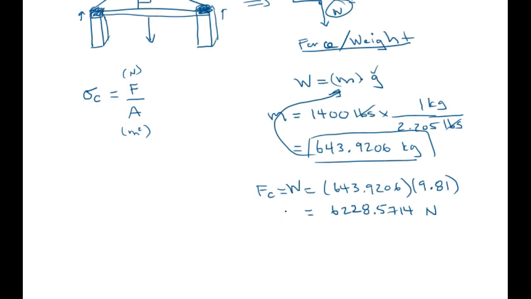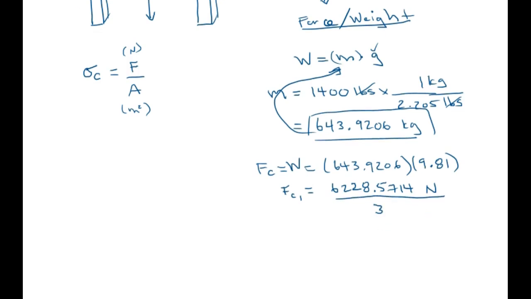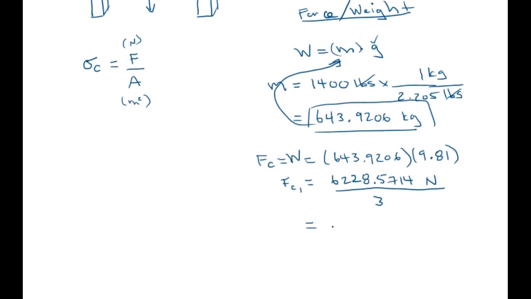So if we actually want to look at that idea that it's actually 3 of them that we're supporting, our compressive force in one would take that whole value and divide it by 3. Right? So we know that we have 3 of them. So in one column, if we divide that by 3, we'll get the force in one of our columns.